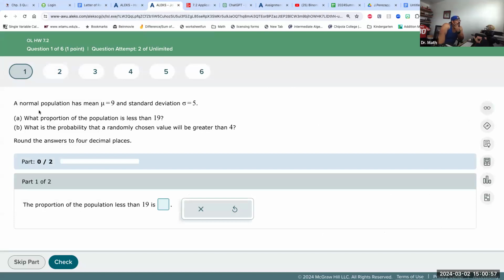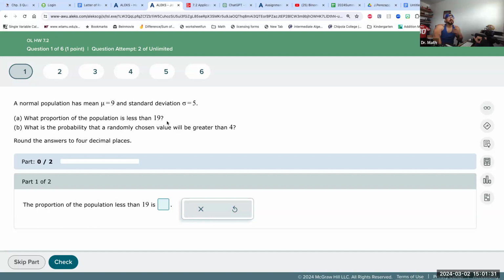All right, so you've got a normal population. What that means is we're going to have a bell-shaped curve. I'll show you the drawing right now. And right smack in the middle, the mean, mu, is 9, and your jumps are going to be 5, your standard deviation. So each jump is going to be 5 units away from 9. And the first question says, what's the proportion? What's the probability? What's the area? All those words we talked about are the same. So what's the proportion of the population that's less than 19?